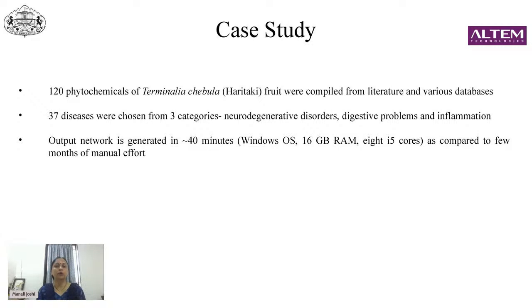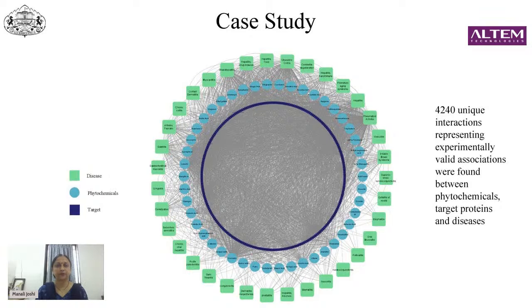And when we run our code, we see that we get an output network in just 40 minutes. And this is a very simple machine. It's like a laptop which has Windows running. It has 16 GB RAM and let's say 8 i5 cores, right? So as compared to several months of manual effort for curation, we think we are going to save the time of many researchers by putting this out there.